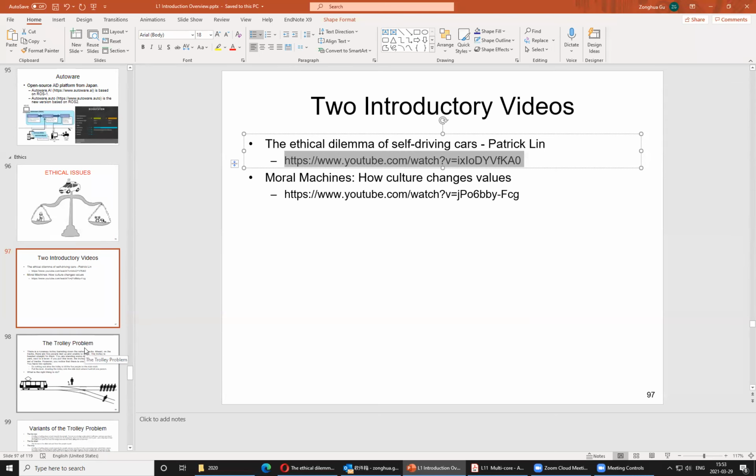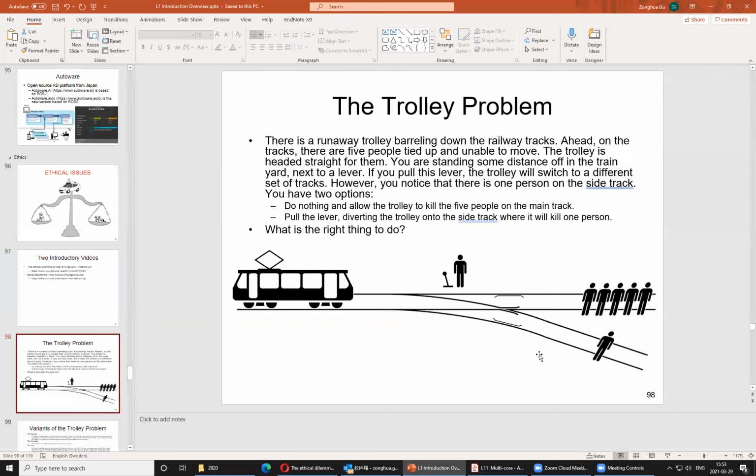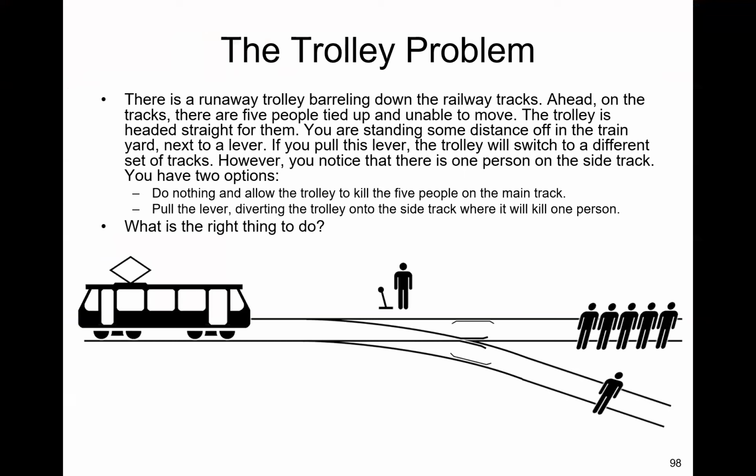Okay, so the other one you can watch at home. So here's the classic trolley problem. There's a runaway trolley barreling down the railway tracks. Ahead on the tracks, there are 5 people tied up and unable to move. The trolley is headed straight for them. So the trolley is going this way.